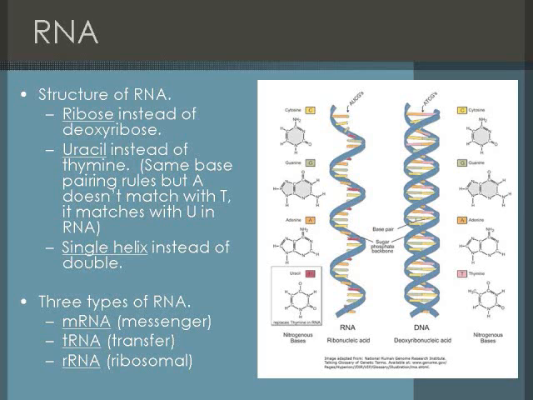There are three major types of RNA we'll talk about. mRNA, which goes from the nucleus to the cytoplasm, where it meets up at a ribosome. tRNA, which is transfer RNA, which helps bring amino acids to the ribosome. And rRNA, which is ribosomal RNA, which is used to help make ribosomes.